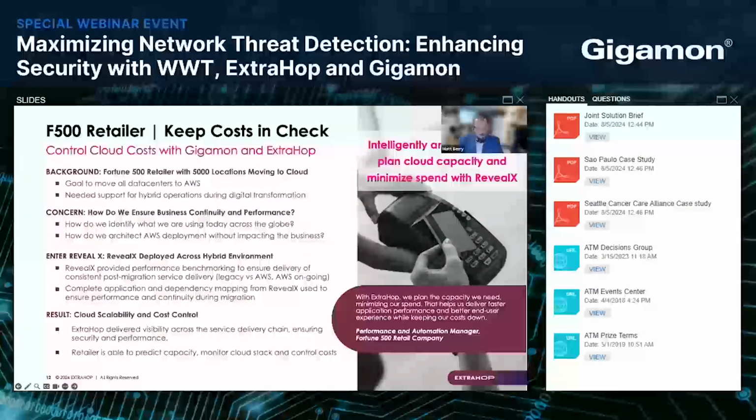That's great, Grant. This has been a great overview of how ExtraHop can really help customers keep those costs in check, like you mentioned, and ensure business continuity and performance. But I also see on the slide here that it's controlling cloud costs, not only with ExtraHop, but also Gigamon. And Martin, I'm sure you're chomping at the bit right now to hop in and talk about how Gigamon also contributes to this story of reducing cloud costs overall.